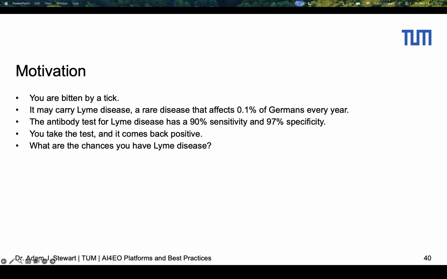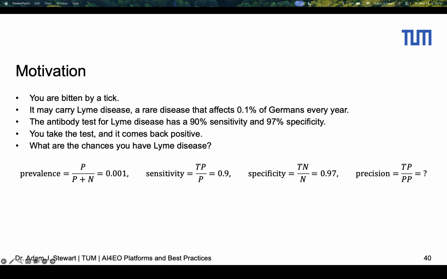Okay. Now let's go back to our original motivation with Lyme disease. Let's find out the answer to this question. We know three things. We know the prevalence, which is the ratio of positive cases versus all people. So 0.1% of the time, people have Lyme disease.